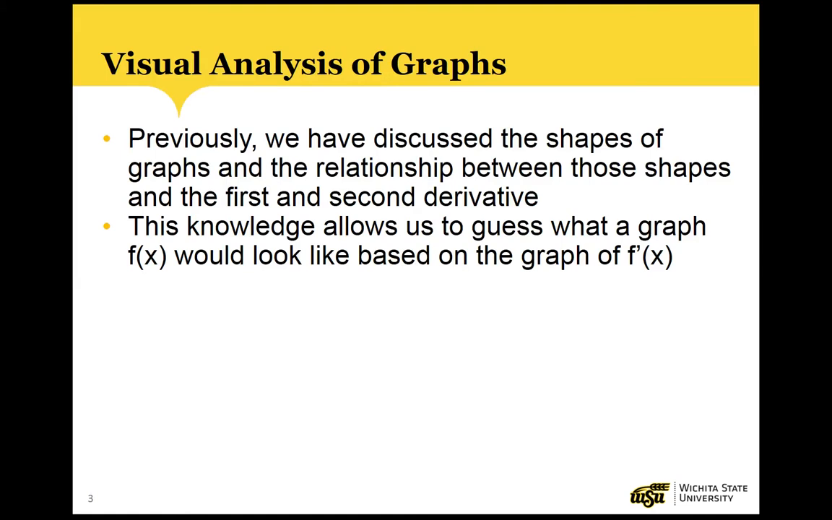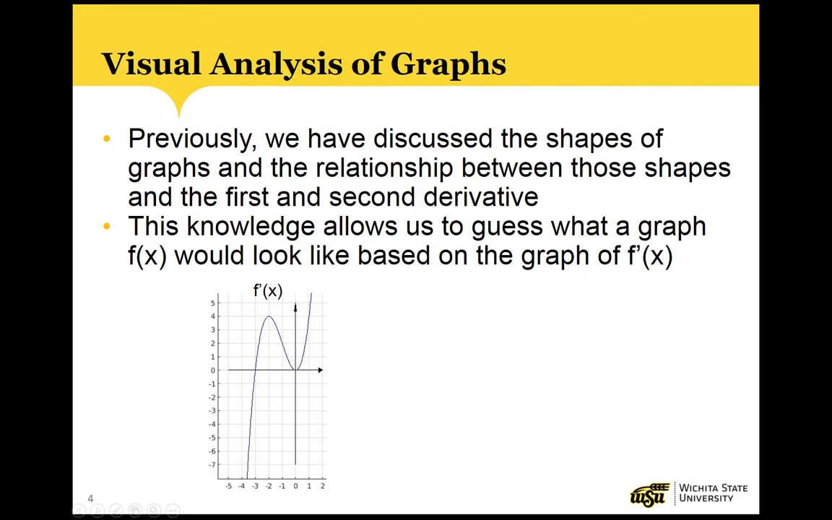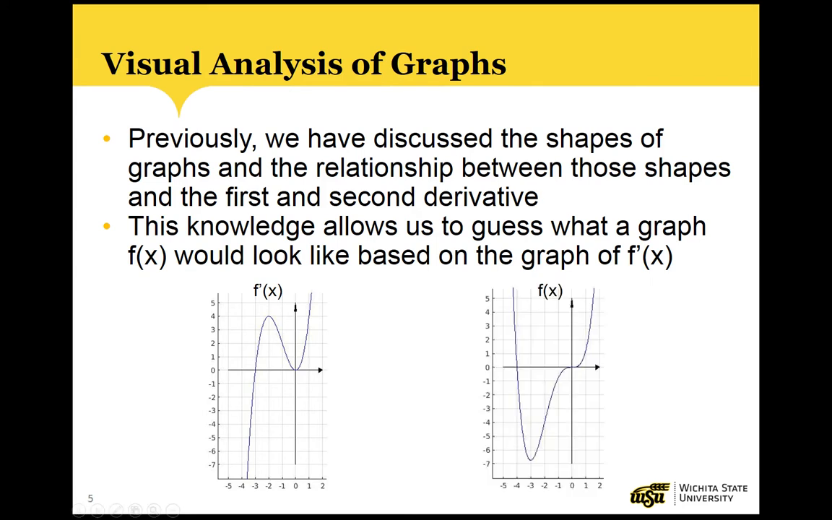Previously, we've discussed the shapes of graphs and the relationship between those shapes and the first and second derivative of the function being represented by that graph. Using this knowledge, we can go in the opposite direction. We can look at a graph of the derivative of a function, f prime, and then try to determine some general properties of the function f. For instance, we can take a graph that looks like this, which is the derivative of a function, and then make a guess as to what the real graph of a function looks like, such as this f of x here.